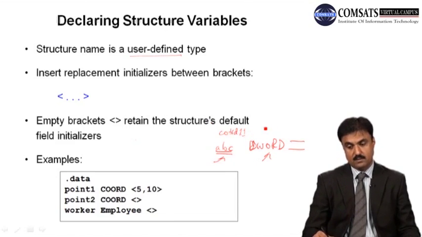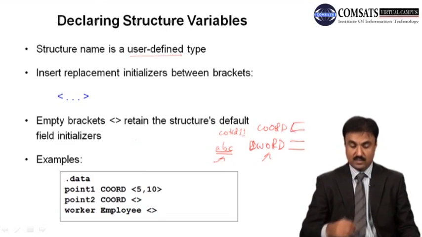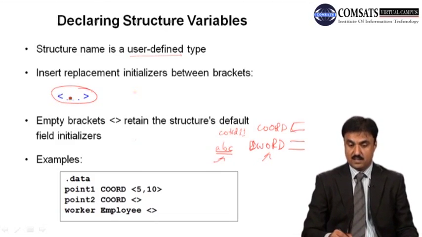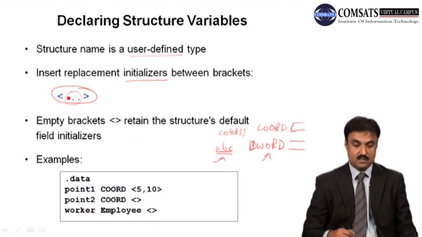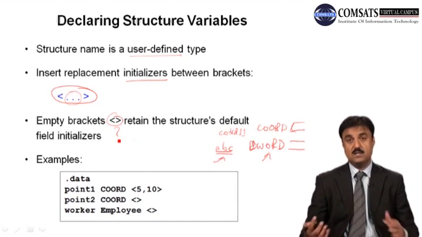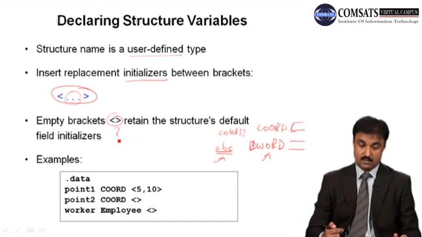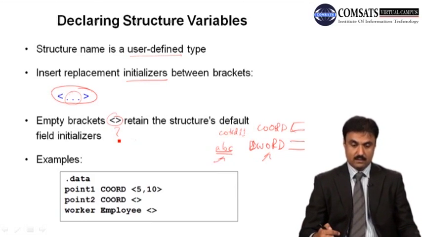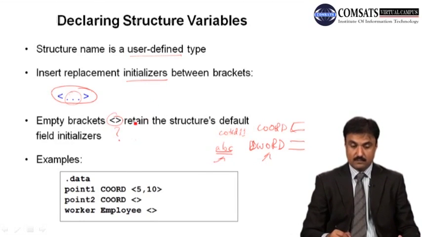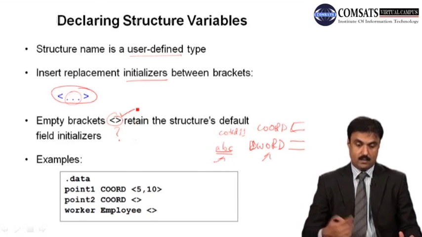CORD11, and the structure name will be CORD, and we can assign any values here if we can. Otherwise we can use initializers between the brackets. What we are going to initialize, the value should be inside the brackets. Otherwise we can use empty brackets, not the question marks, because we have multiple members, so we can use either a question mark, or opening and closing angle brackets. So this will initialize the empty structure without any values.